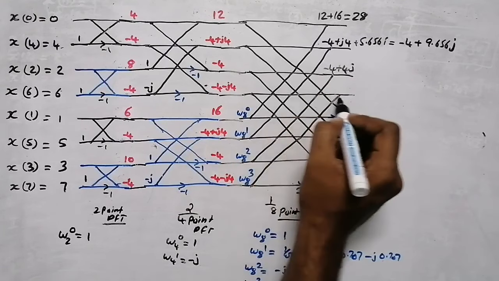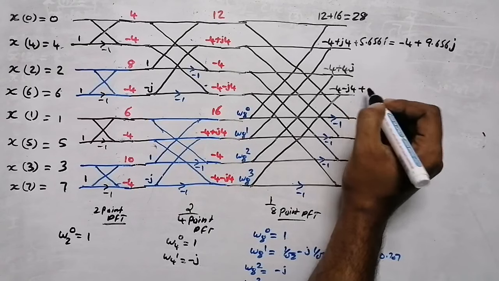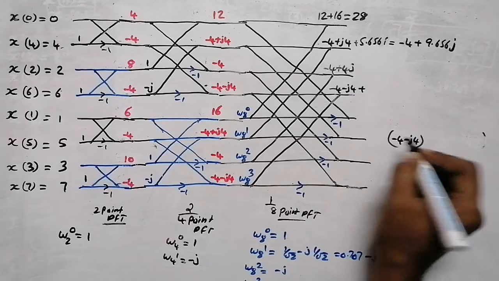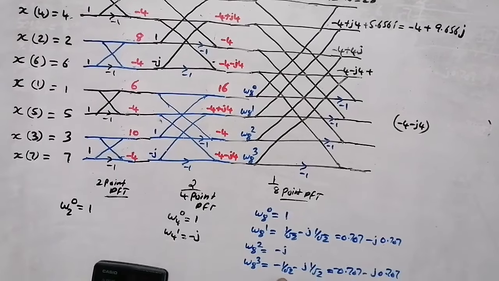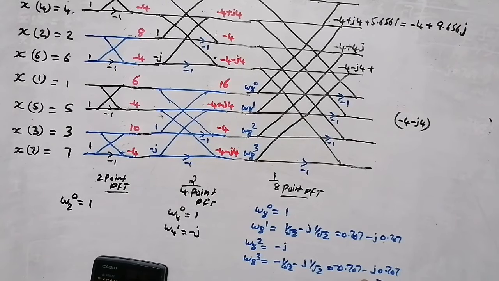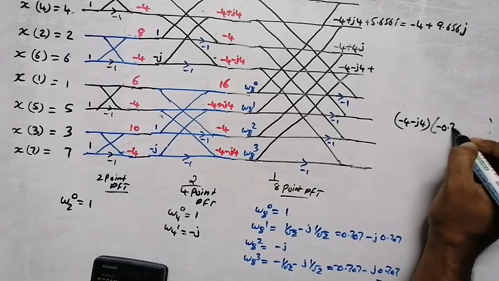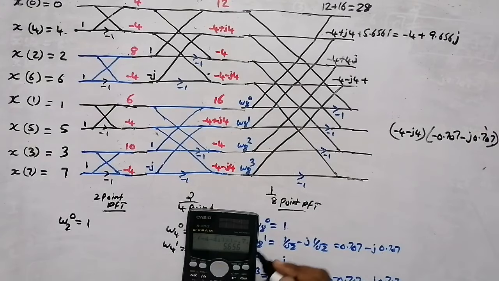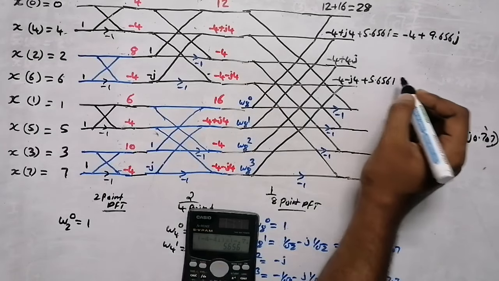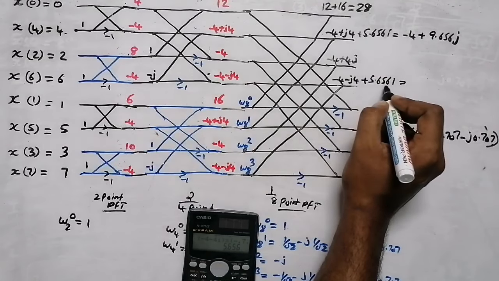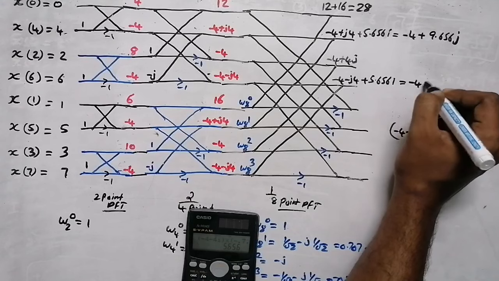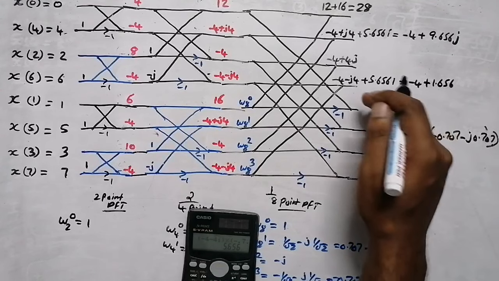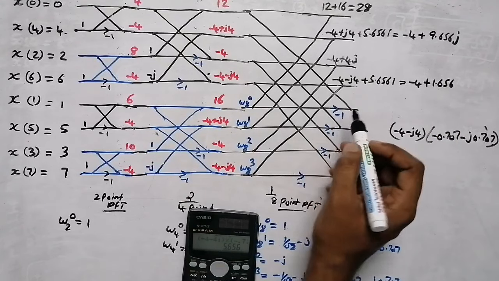Now this value is minus 4 minus j4. Then plus, what is the line here? Minus 4 minus j4 into W8 raised to 3. W8 raised to 3 is minus 1 by root 2, or in decimal form, which will be easy for calculation in the calculator. So minus 0.707 minus j0.707. Doing that in the calculator, we will get the value as 5.656j. So minus j4 and minus 5.6, we will get the answer as minus 4 plus 1.656. You will get the answer like that. Find the remaining values like this. Here we need to multiply with minus 1. We can do that.